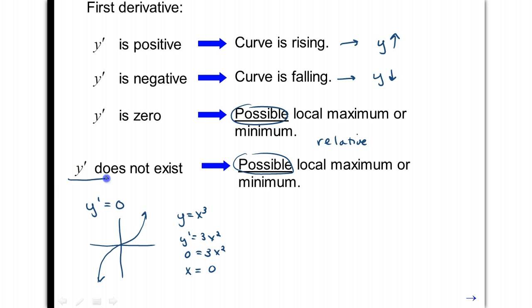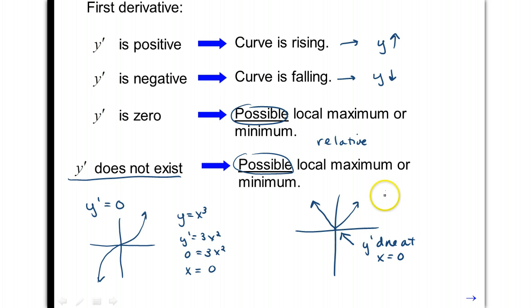Now, what about y prime does not exist? Well, a good example for that is just your absolute value function. Y prime does not exist at x equals 0 because the derivative from the left does not equal the derivative from the right. So if you have your derivative and you're testing it, you want to test where the derivative equals 0 and where the derivative does not exist. But you have to test it.